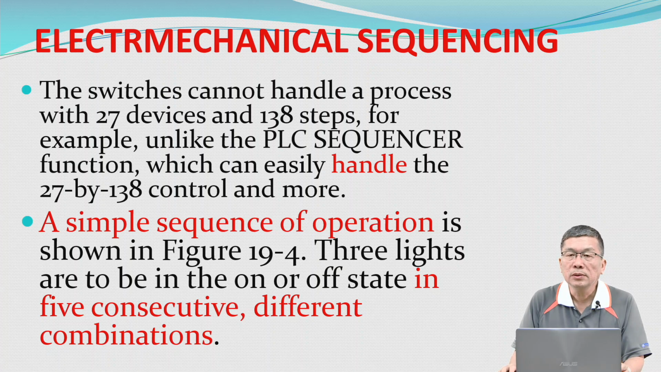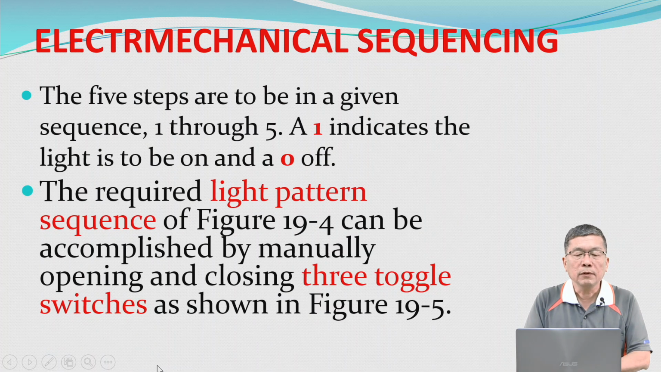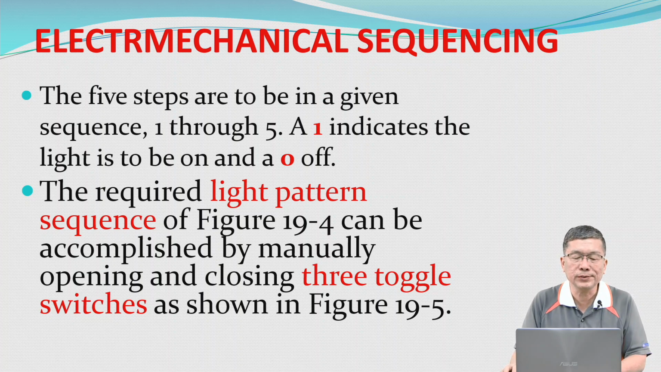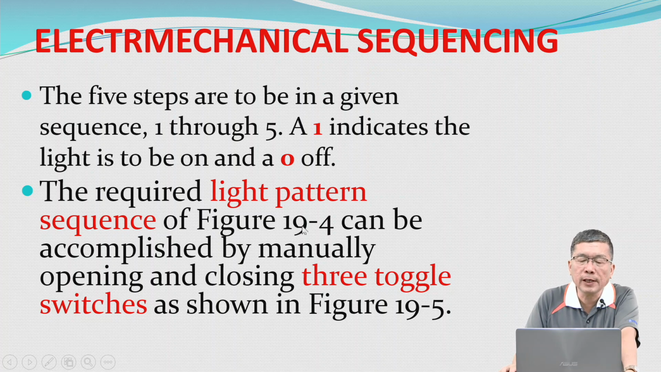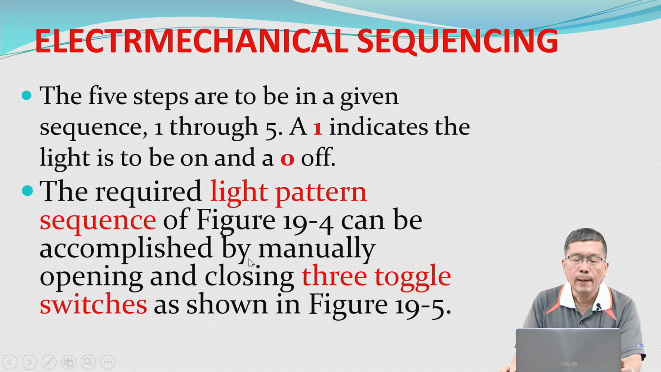A simple sequence of operation is shown in figure 19.4. 3 lights are to be in the on or off state in 5 consecutive different combinations. The 5 steps are to be in a given sequence, 1 through 5. A 1 indicates the light is to be on and a 0 off. The required light pattern sequence of figure 19.4 can be accomplished by manually opening and closing 3 toggle switches, as shown in figure 19.5.